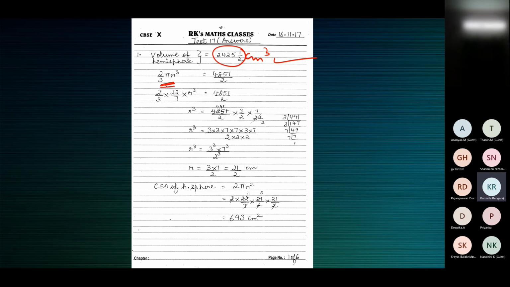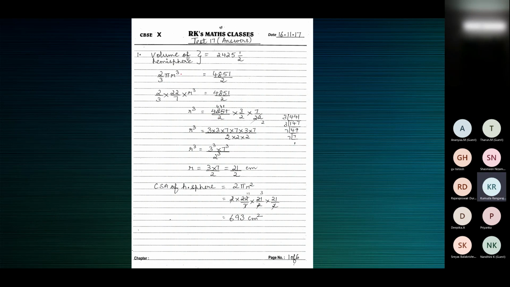Why 2 by 3 pi r cubed? Because this is the volume of the hemisphere. When you convert this mixed fraction to an improper fraction, this is what you get. You can see there's only one unknown, r, because the value of pi is 22 by 7. If nothing is mentioned, pi is 22 by 7. So you can solve this equation and find the value of r.